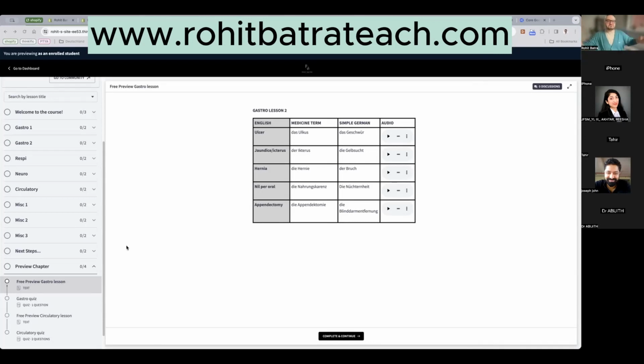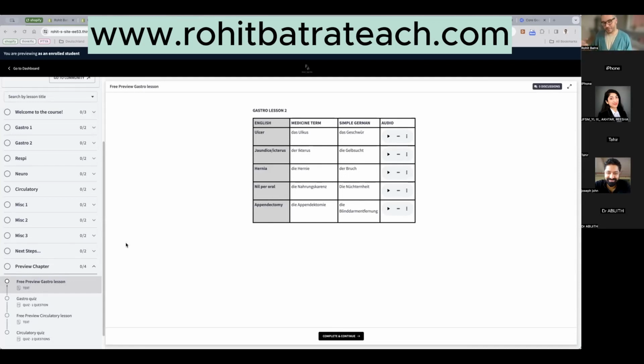So how are you going to go through this? Right now you see there is a preview lesson for gastro. So on the left-hand side, the navigation panel shows you the systems that it's addressing, right? So there's gastroenterology, since it's huge. So it's got 2 chapters.